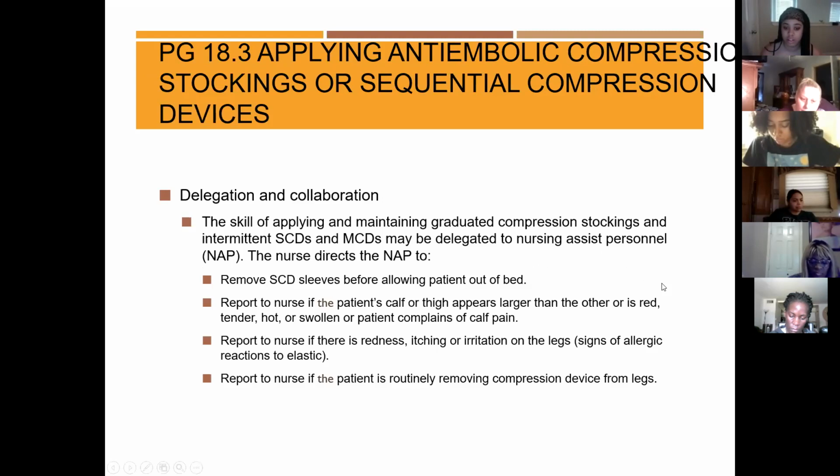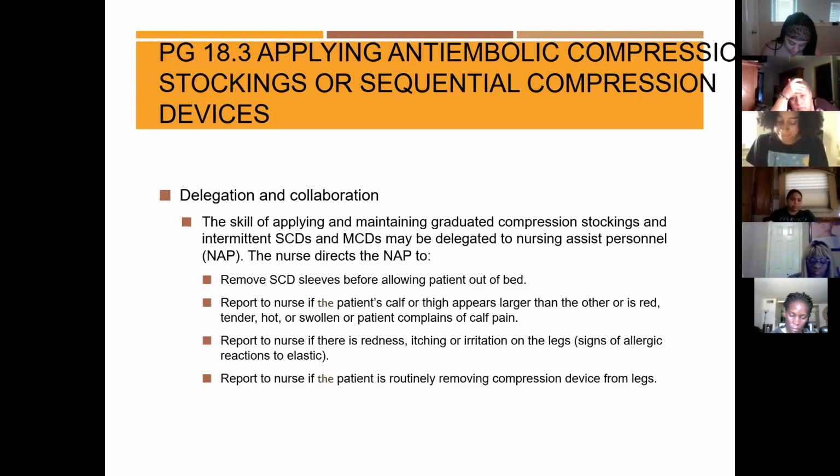All right. You can delegate this to your nursing assistive personnel. Remember that you take these things off, either the compression devices, the SCDs, or the TED hose, before the patient gets out of bed. Our patient's not going to be walking around with them on, so make sure they know this.